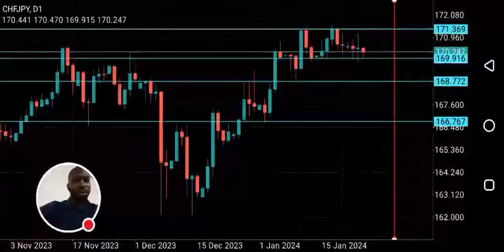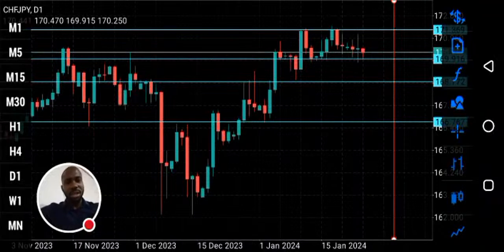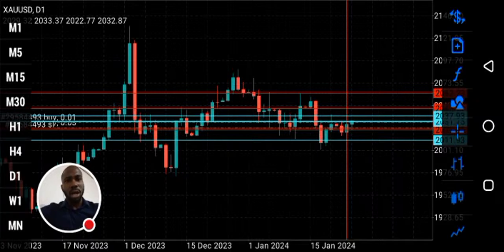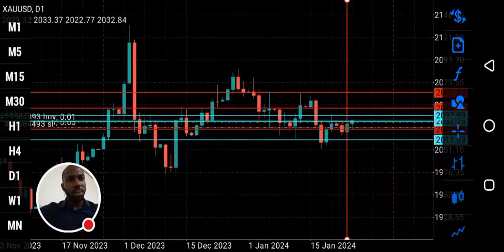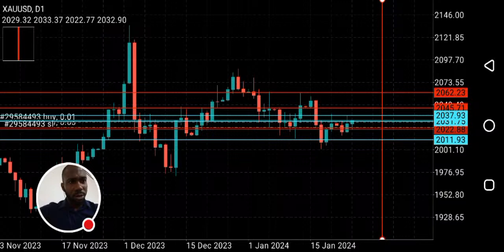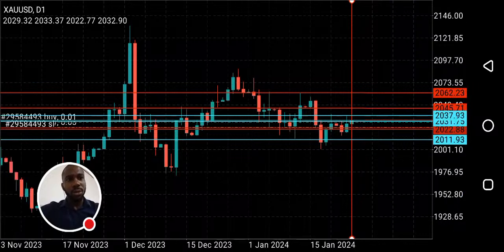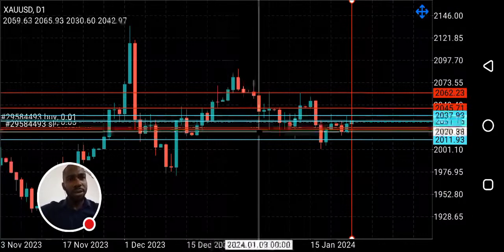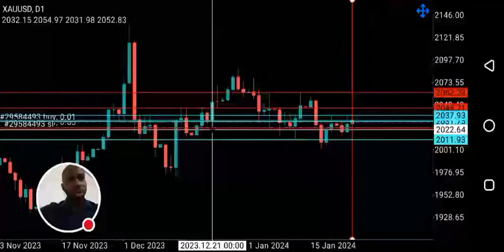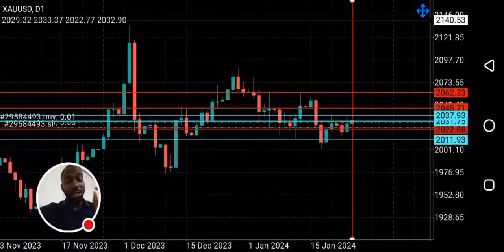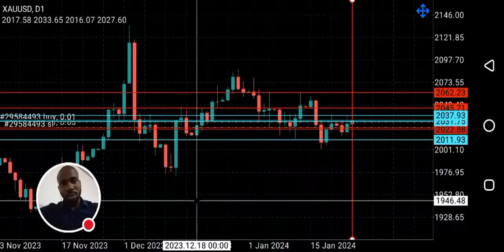Okay, let's look at gold. We already looked at gold, but let's just revisit. Gold is bullish. I'm currently buying gold, and that's because you could see yesterday's candle closed bullish. That's the reason I'm buying gold. You would also see it's trading above a support. We had a support here, and here also. So gold is currently trading above that support level.